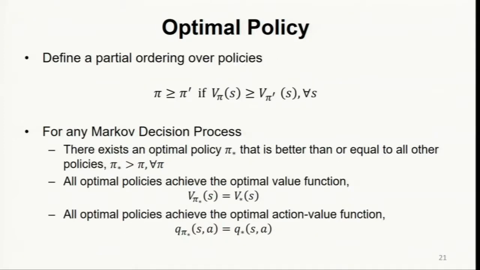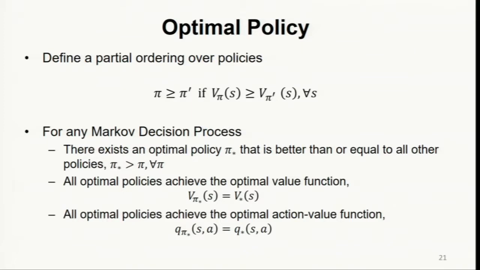So, the optimal policy. We're going to define a partial ordering over policies. So if pi is better than pi prime, that means the value function v pi s is greater than or equal to v pi prime s for any s. You choose any state, and you find that this policy is better. That means the state value function is higher.